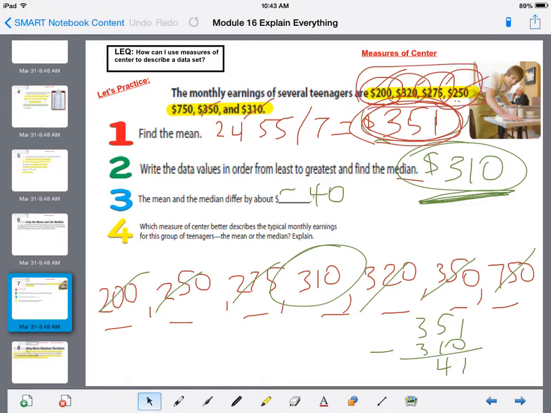So they all made less than the mean, except for this one also made less than the mean, the 310. So there's only two data values that are greater than or equal to the mean. So the one that describes best this data set would be the median, because he's closer in value to all the other numbers or values in this data set.